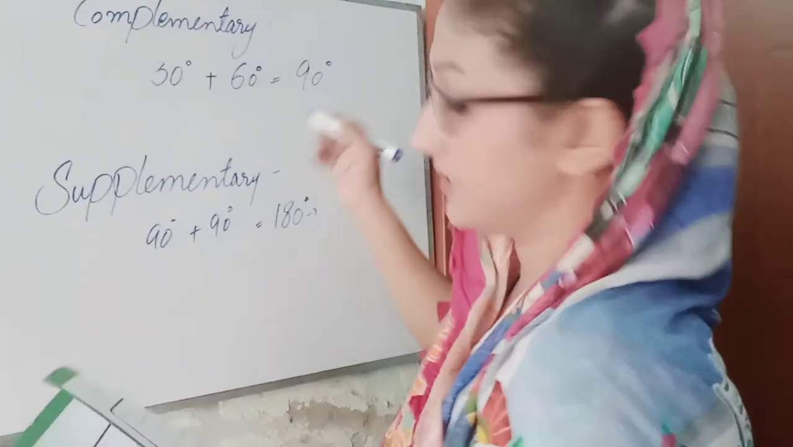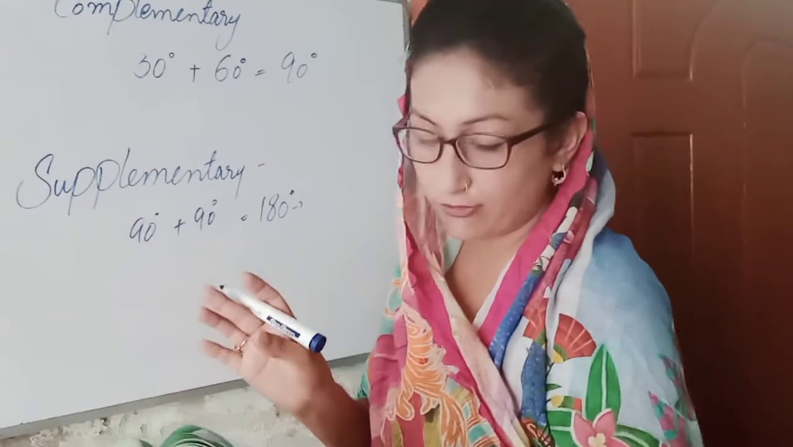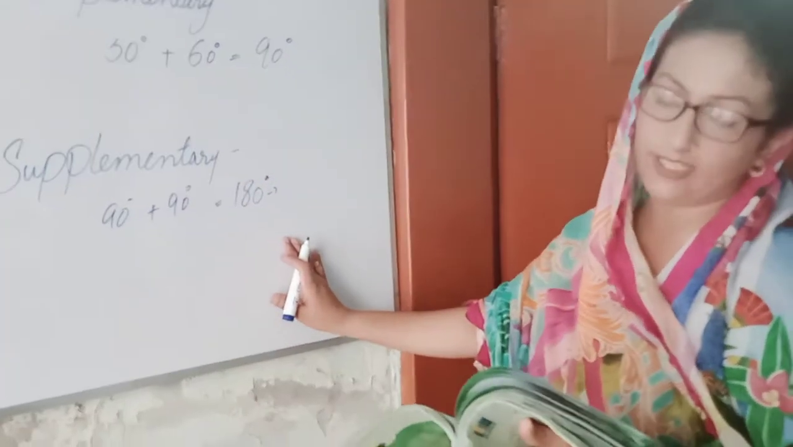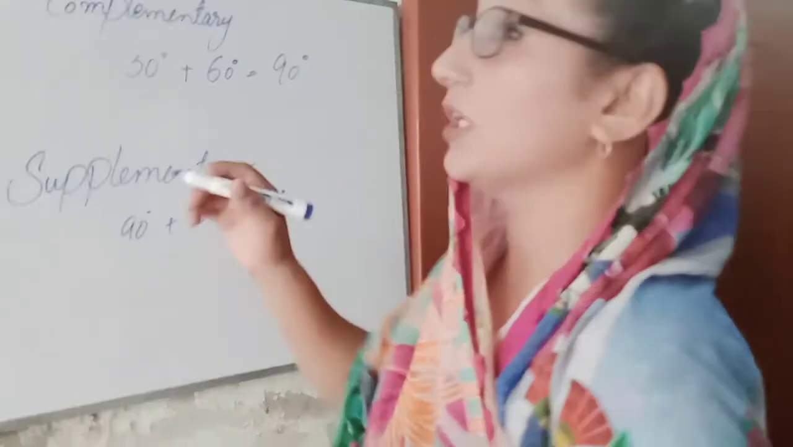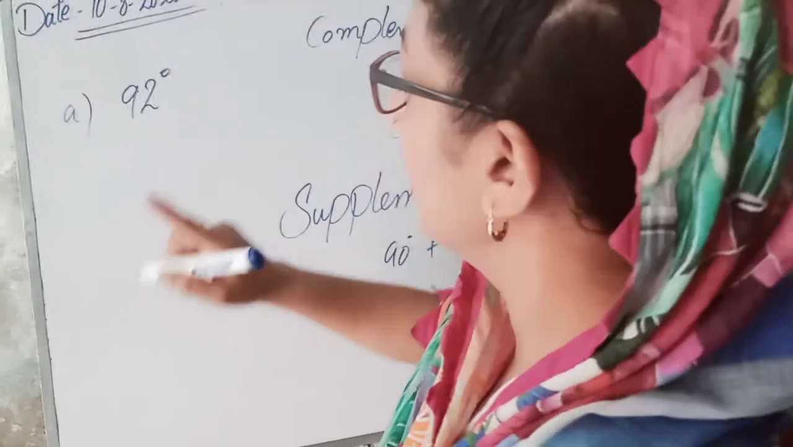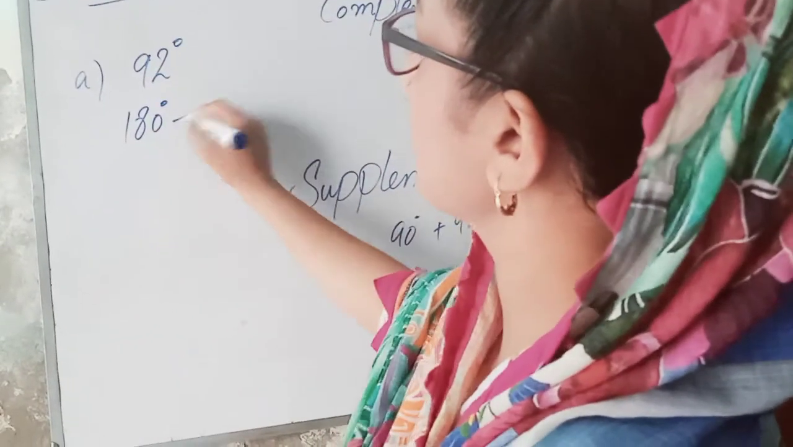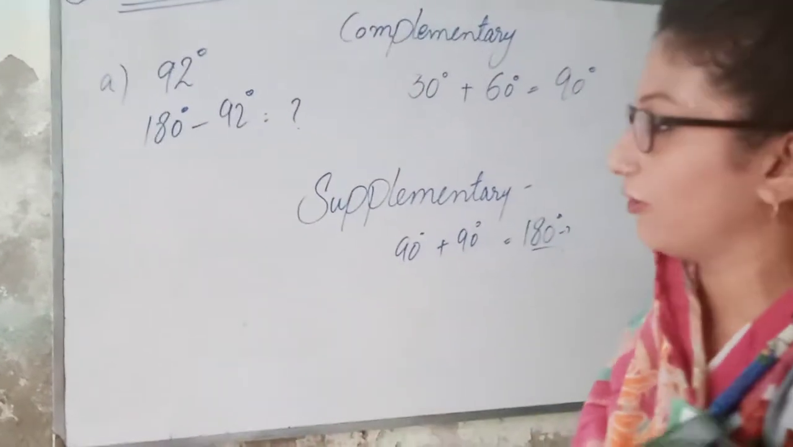In exercise number 6, you just have to identify whether it is complementary or supplementary. Same like this procedure you will solve exercise number 6, but in exercise number 5 you just write here, find out the complement. It means they have given you one angle. If you are asked to find out the supplement, then you use 180 degrees. You have to write here 180 degrees minus this angle, 92 degrees. Then the answer of this is called the supplement of this.